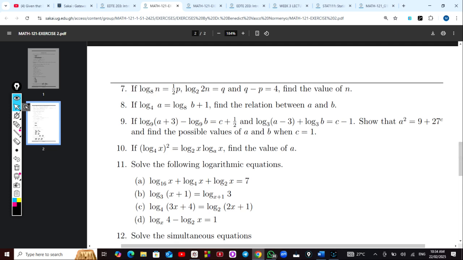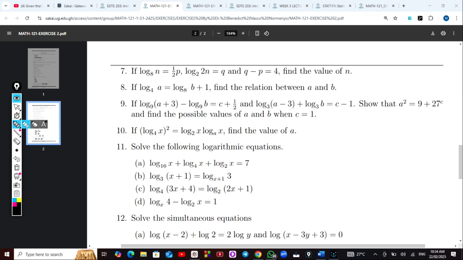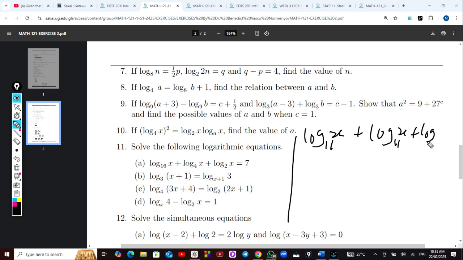So this is logarithmic equation. Question 1 is about change of base. So you should apply your change of bases in order to solve all the questions from this section. So let's start. The first question is logarithm of x to the base 16 plus logarithm of x to the base 4 plus logarithm of x to the base 2 equal to 7. So we are going to find the value of x.